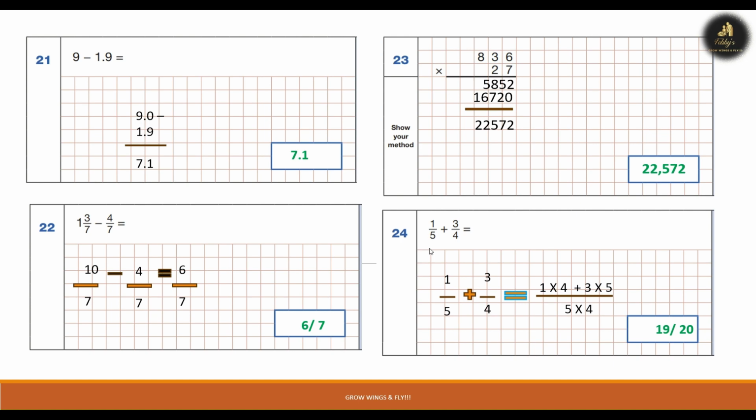For question 23, we need to follow long multiplication, or column multiplication as some call it, to get the answer. In question 24, we need to find the LCM of the denominators as they both are totally different. The LCM here is 20. So, in order to make the first denominator 20, we multiply the numerator and denominator with 4, and in the second fraction we multiply it with 5. Once we do that, we can find the answer as given in the working out here.